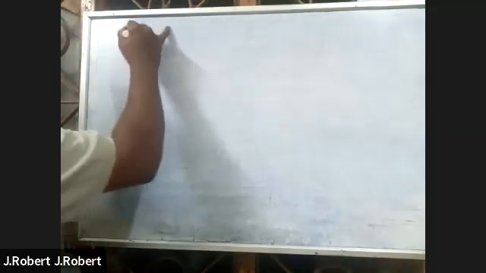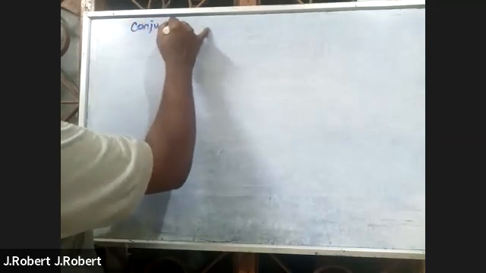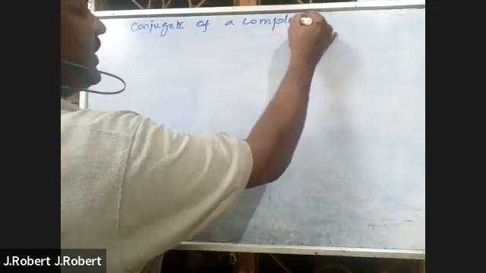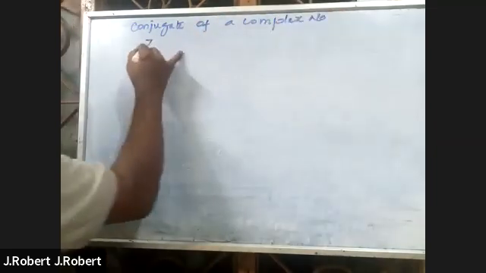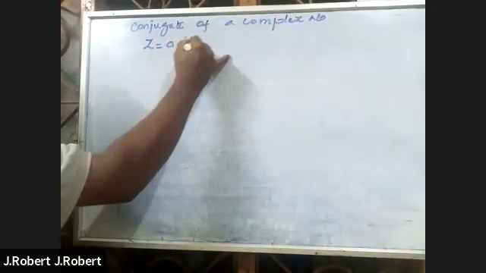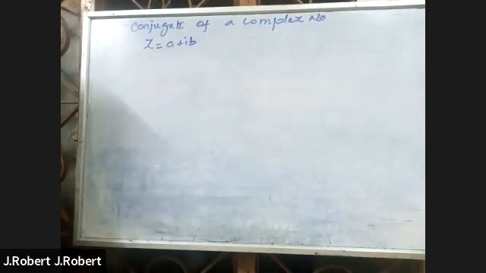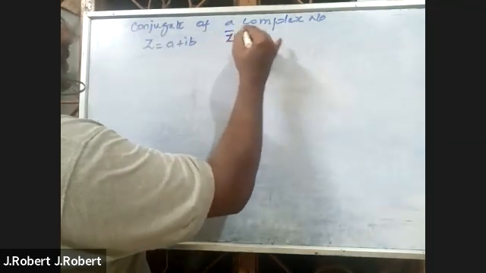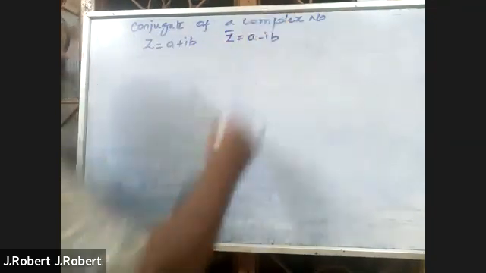Conjugate of a complex number. What is the meaning of conjugate? Suppose a number is given. The sign will be opposite, and it happens only in the imaginary part. So z conjugate, you can derive it by this, a minus ib.